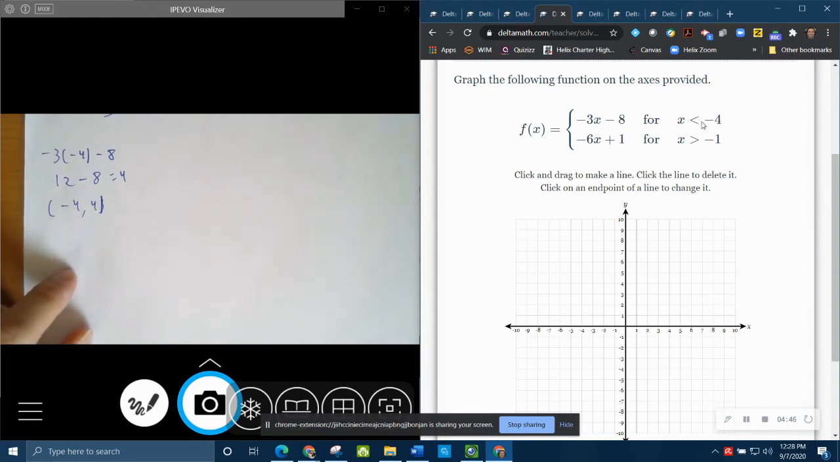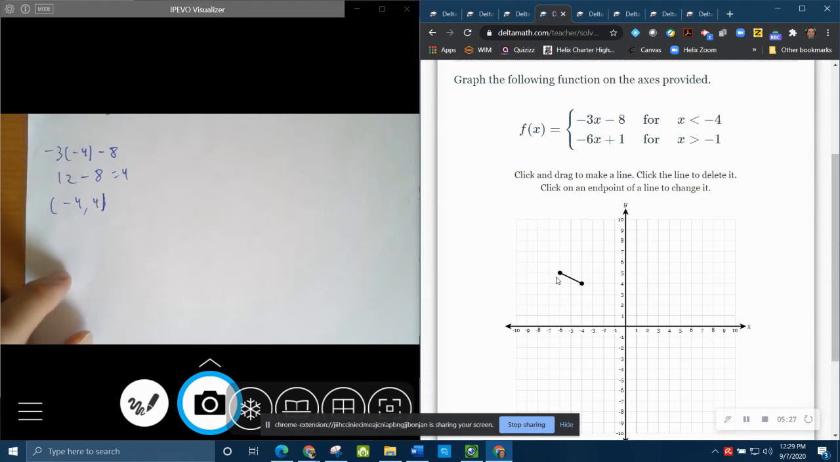So what I'm going to have at (-4, 4) right here is where the line starts, or stops. And then I want x's that are less than -4. So I click and hold, and then I move around, and it allows me to move where this other point is. I don't want it on this side. This would be x's that were greater than -4. I want x's that are less than -4. So I want the left side here, and I just have to figure out where this next point should go.